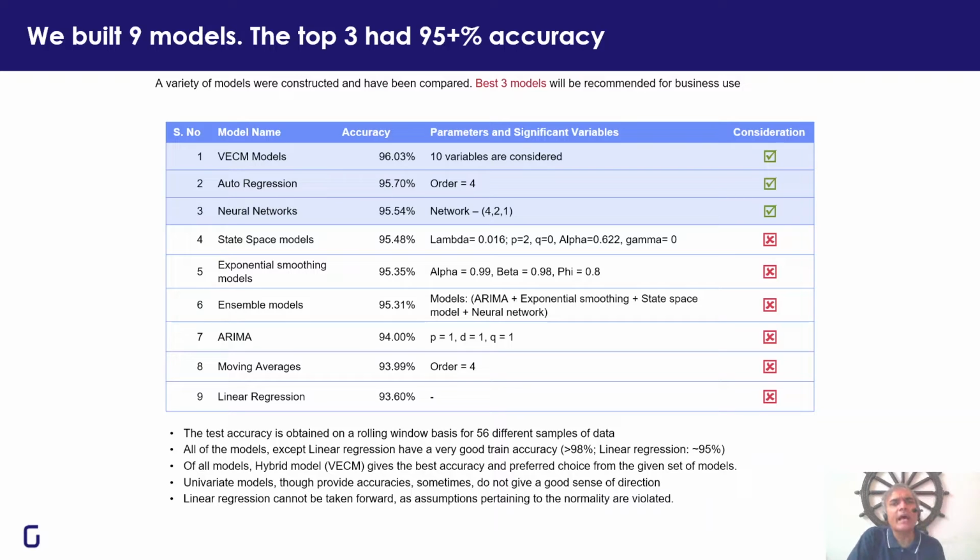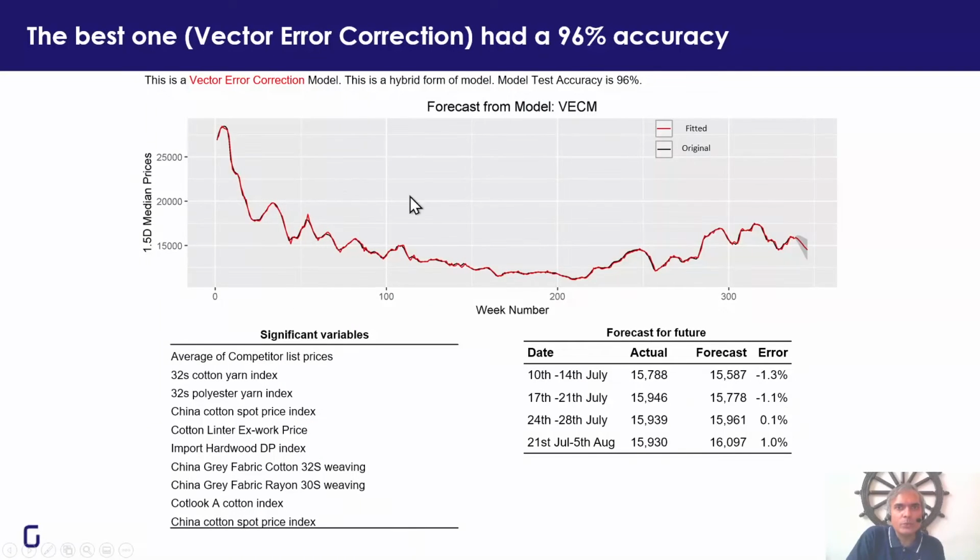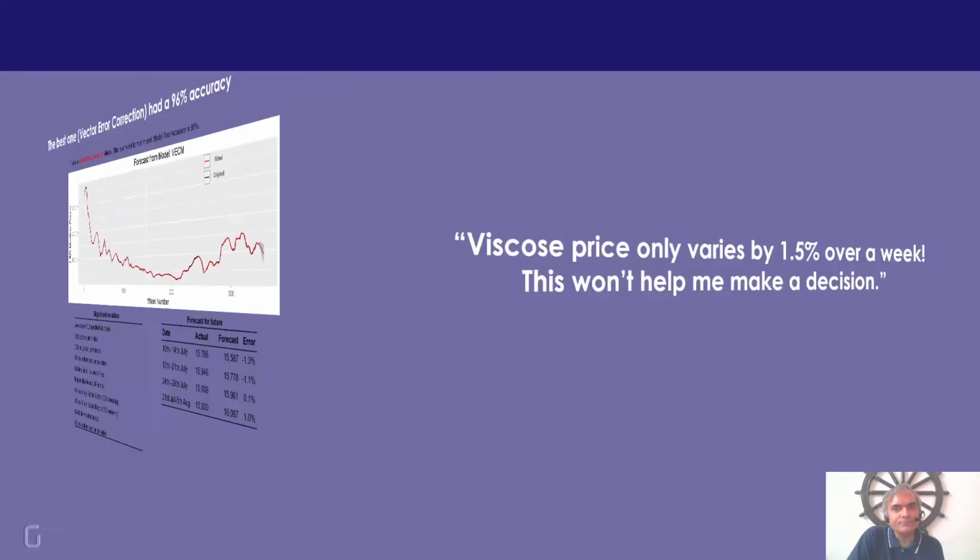Now, we were pretty happy. We said, look, 96%, I mean, that's solid accuracy, right? And we also showed him that with the vector error correction model, this is the kind of spread that you would get. The errors, for example, when we predicted it 4 weeks ago, was only 1.3%. The error 2 weeks ago was only 1.1%, and so on. So the errors are well within the bounds, even as we were running it in real time. So we were expecting to get a pat on the back.